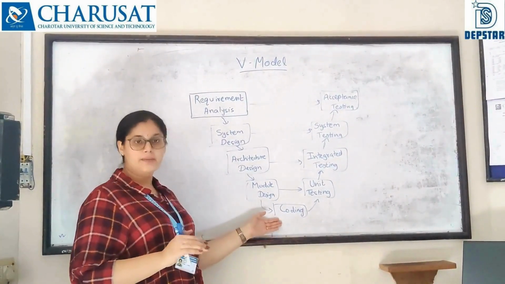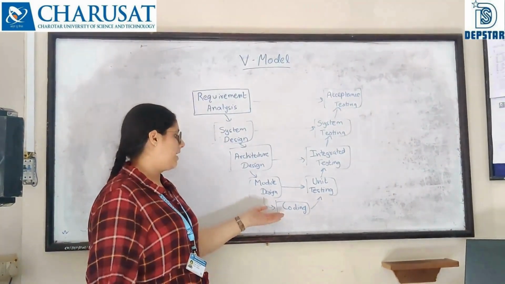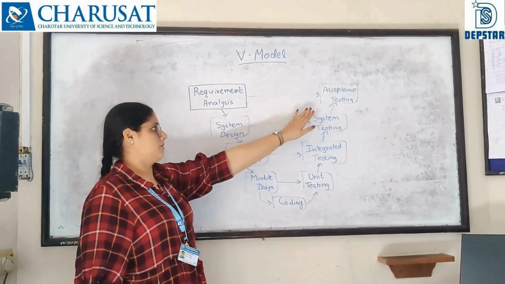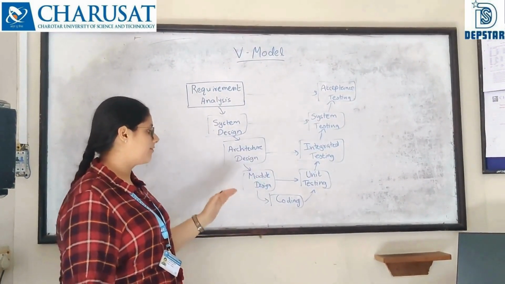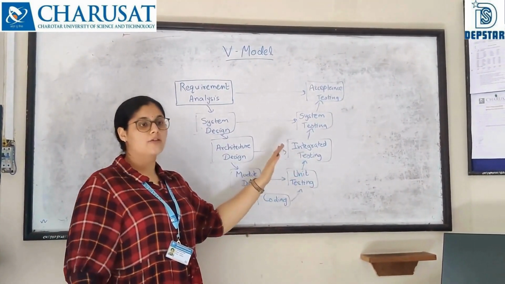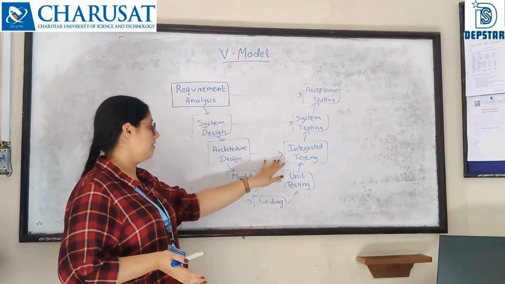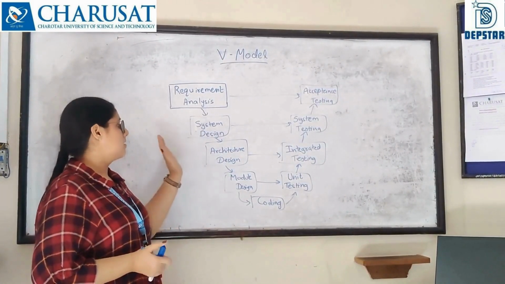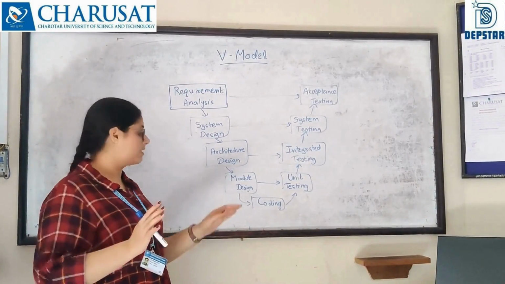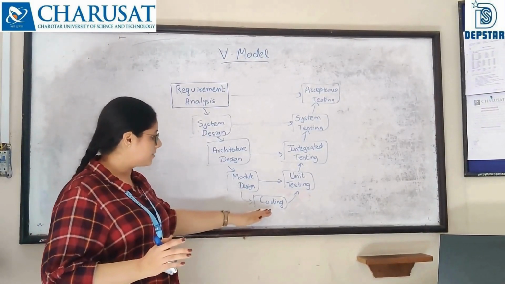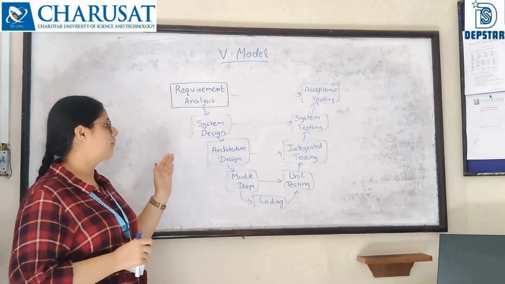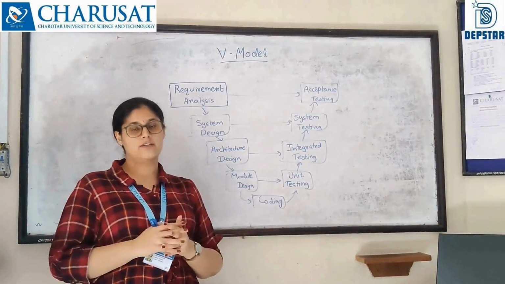Next is implementation, that is coding. And along with each development phase, there is a testing phase associated. So after every development phase, the outcome is tested. In these phases, it is tested before coding, and after coding again they are tested. So this is the flow of the process in a V model.